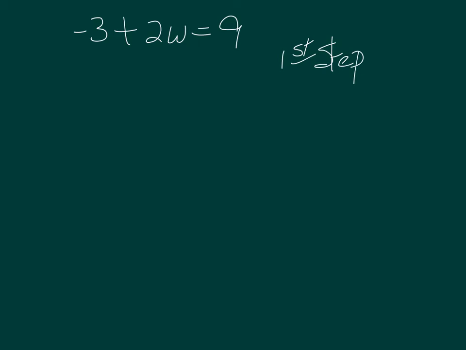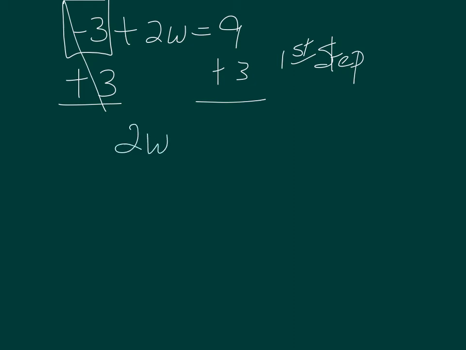To undo any addition or subtraction. Well, right here we have a negative 3. What's the opposite of a negative 3? We add 3. Because we did it on the left side, we must do it on the right side. These will cancel out, and we're left with a positive 2w equals 12.